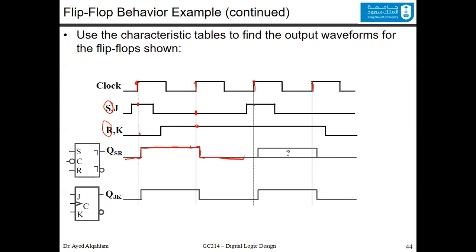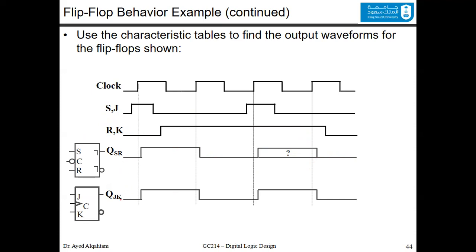If at this point you have them as 1, the S is 1 and R is 1, this is the forbidden case. And at this point, you have no idea what's going to be the output. And for the last case here, we have S equal to 0 and R equal to 1. So we reset again, and we make the output value go to 0. You can see that this is not desired, and because of the possibility that this might happen, nobody uses SR in the design.